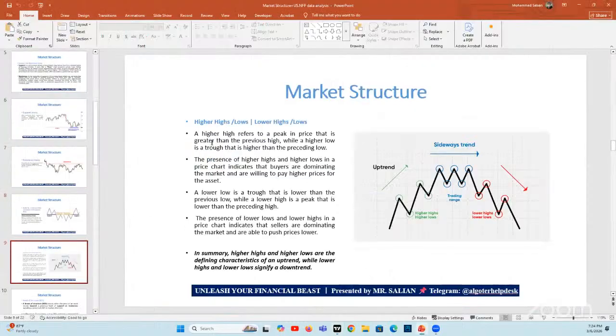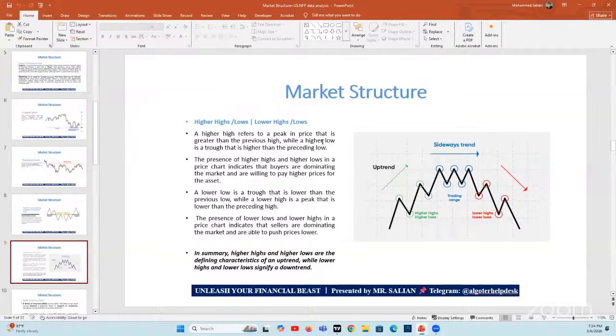Okay. Next, market structure: higher highs, higher lows, lower highs, lower lows. I think you got this already. Okay. A higher high refers to a peak in price that is greater than the previous high. Okay. Higher high refers to a peak. This is a peak. This is a peak.